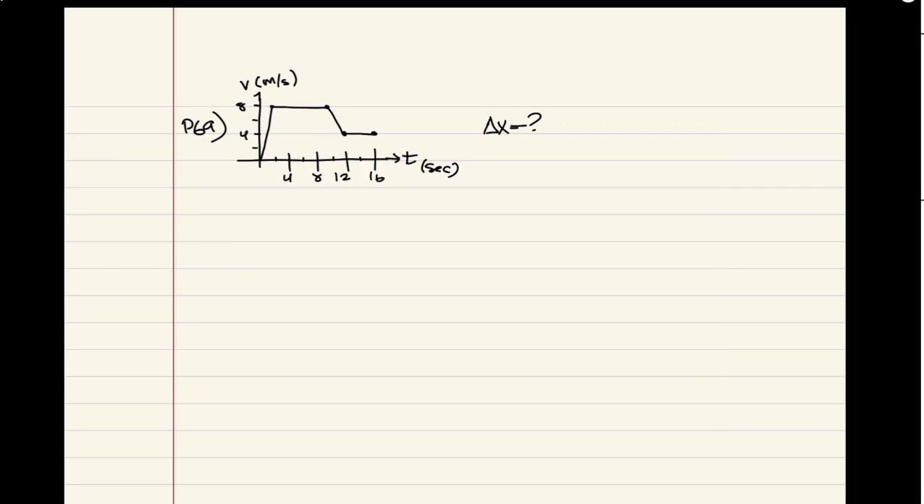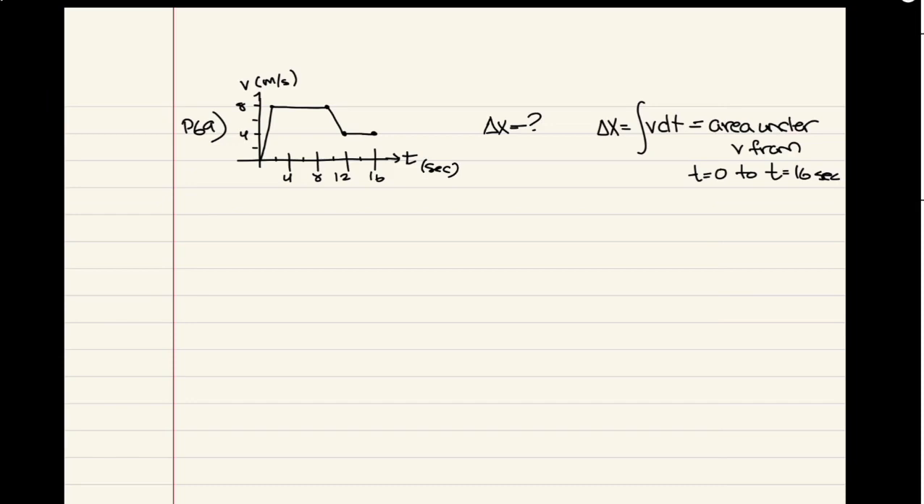Now again, the connection between position and velocity is that the derivative of position is velocity. The integral of velocity is position. So the calculus relation is that this is equal to the integral of velocity, or again, the area under V from t equals 0 to t equals 16 seconds. That will give us the total displacement that this person undergoes. So we have to just calculate the total area under this curve.